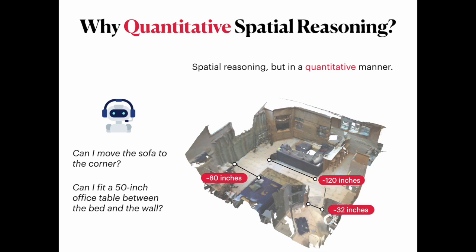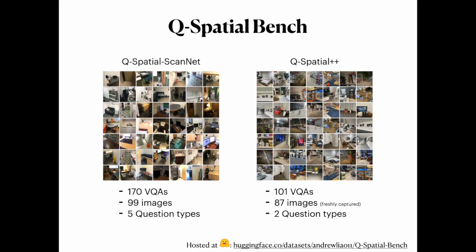Measuring this distance with millimeter precision from a single image might not be feasible. However, humans are great at estimating rough distances, especially in the real world. To facilitate the research of quantitative spatial reasoning, we curate a high-precision VQA dataset. In Q-Spatial Bench, we have two splits, Q-Spatial ScanNet and Q-Spatial++. Here, we show some example images in our benchmark and some basic stats of them.